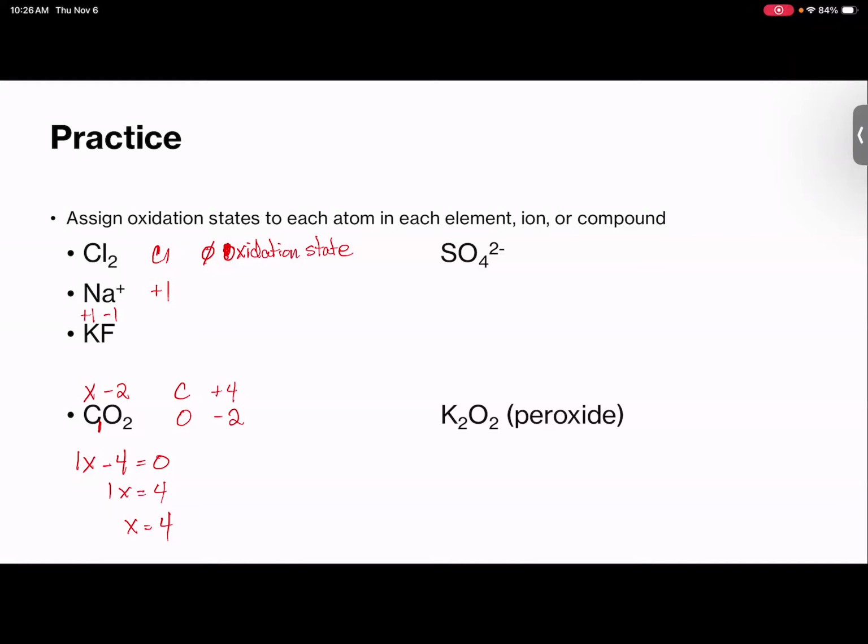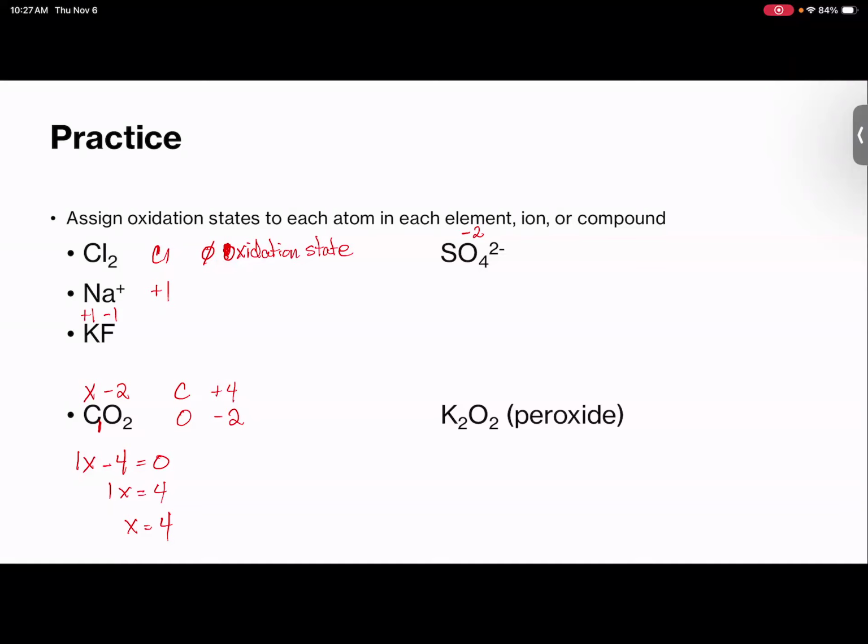Let's deal with sulfate. Sulfate, again, it's not a free element. It's not a monoatomic ion. It is not part of an ionic compound. It does not have hydrogen. So the first rule that applies is the oxygen rule. So it's a -2.